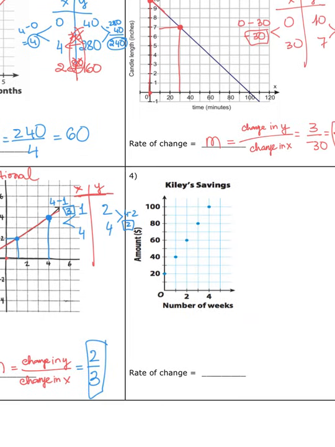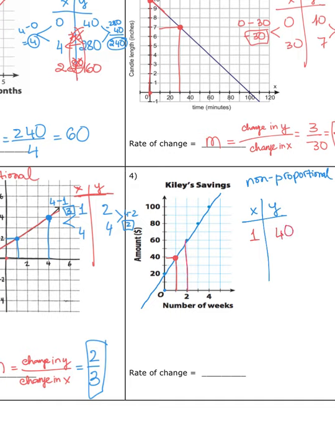Number 4. When I connect this line, it also does not cross the origin, so it is non-proportional. Okay, I'm going to do x and y for the table. I like to choose this point right here. At 1, it is 40. Week 1, he saved $40.